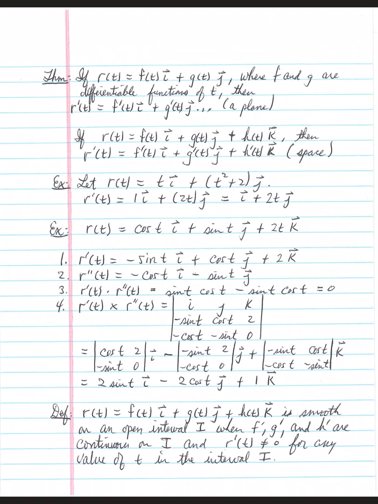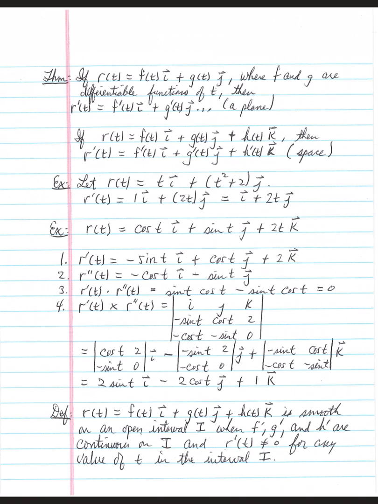Example: let r of t be equal to t times the i vector plus t squared plus 2 times the j vector. The first derivative: the derivative of t is 1, the derivative of t squared plus 2 is 2t, and those will just remain assigned to their locations. So 1i plus 2tj.